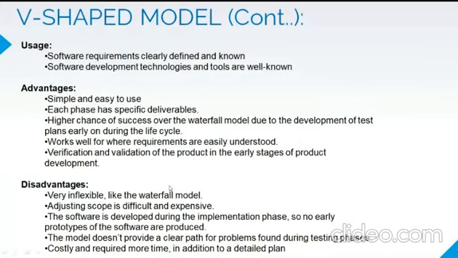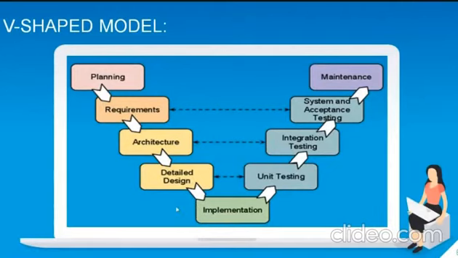And similar to the waterfall model, there are disadvantages like being inflexible; adjusting the scope is difficult and expensive. Software is developed during the implementation phase, so nearly no prototypes of the software are produced. It means that we will start implementing the software only in the detailed design and implementation phase. So until this phase, the client, the user, will not have any idea about how the product is working, right?